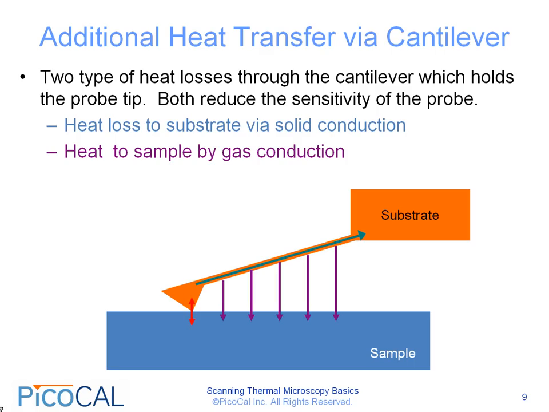Another form of heat loss is from the cantilever into the substrate, as shown by the purple arrows. Again, since the cantilever is heated up, there can be heat transfer through the gap separating the cantilever from the sample. This also reduces the thermal sensitivity of the system.